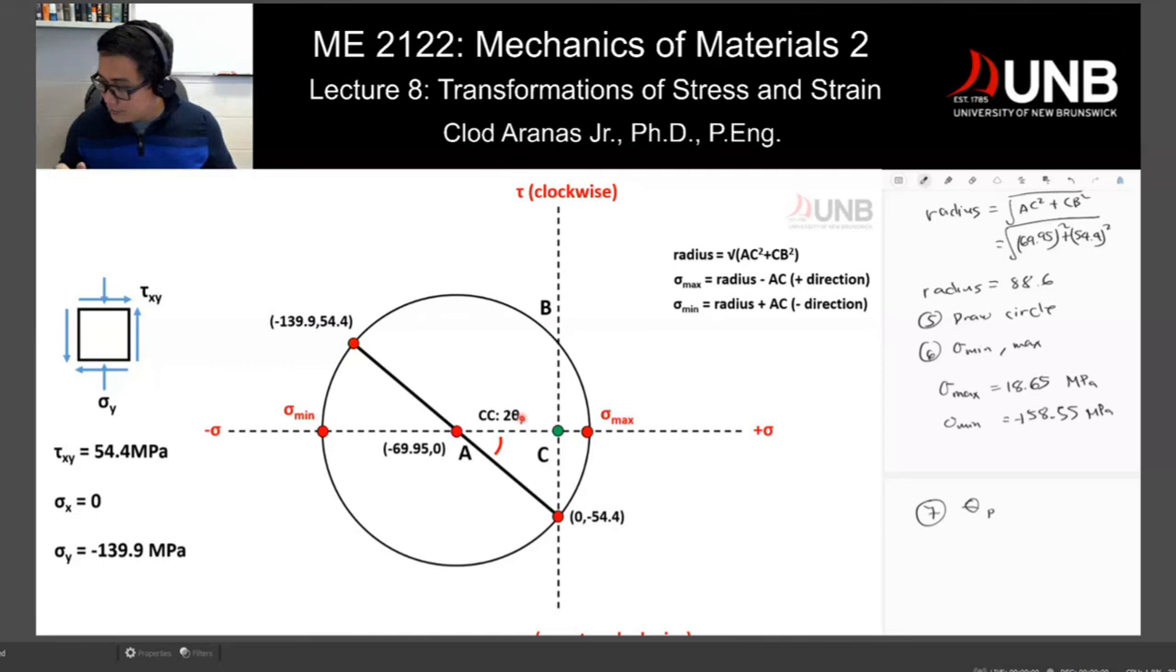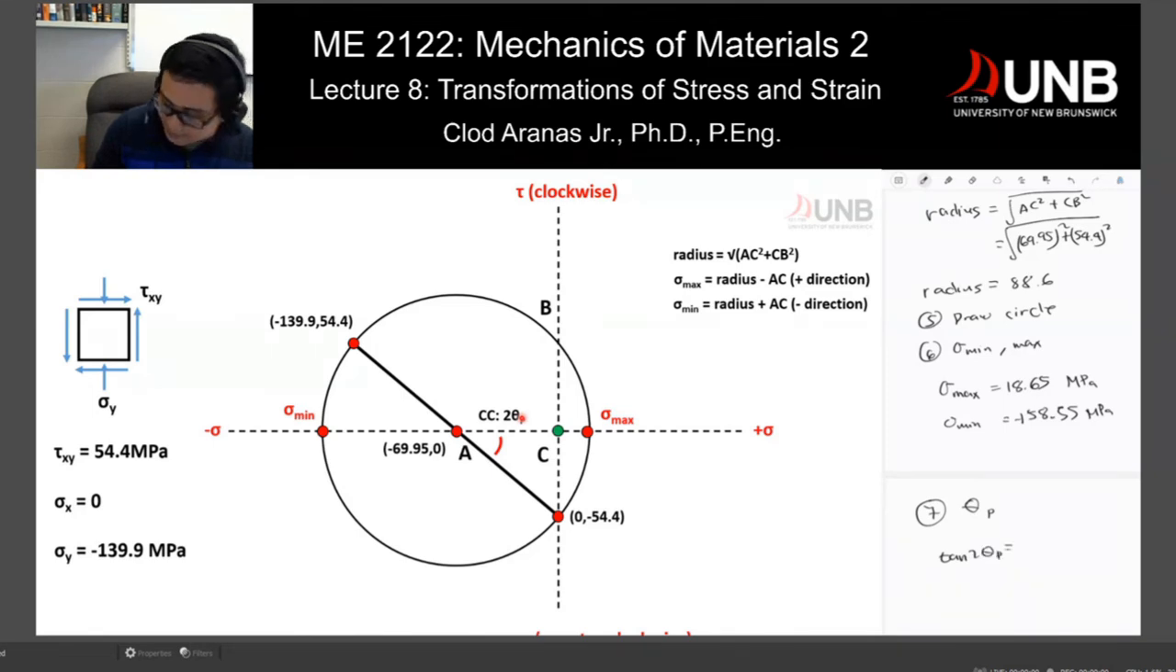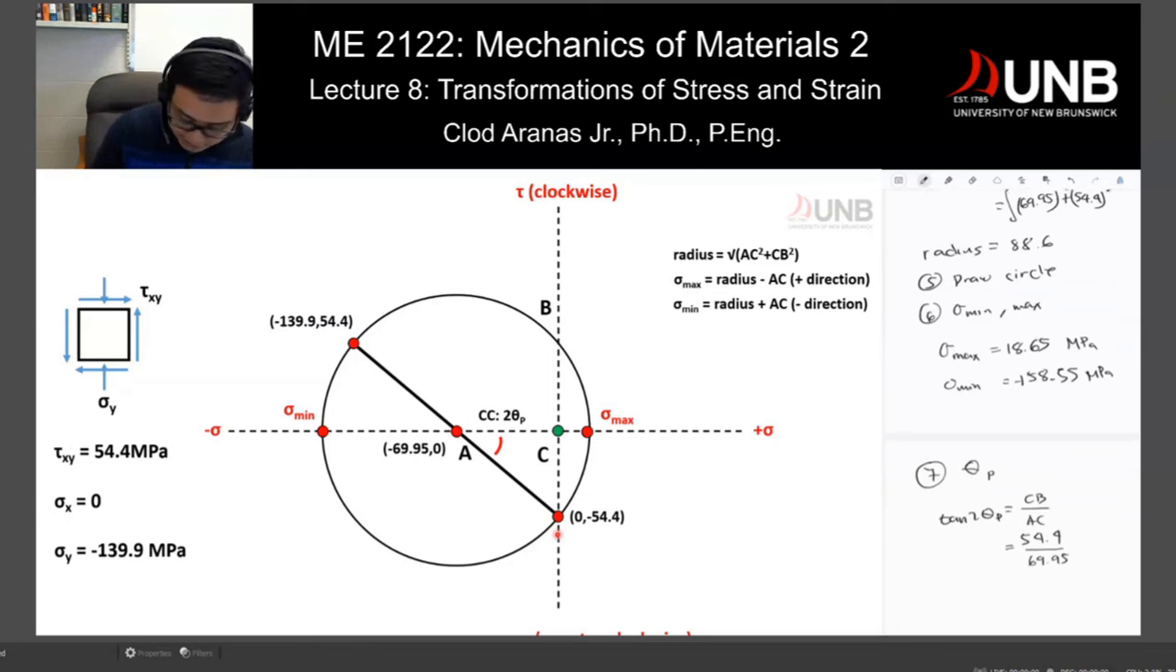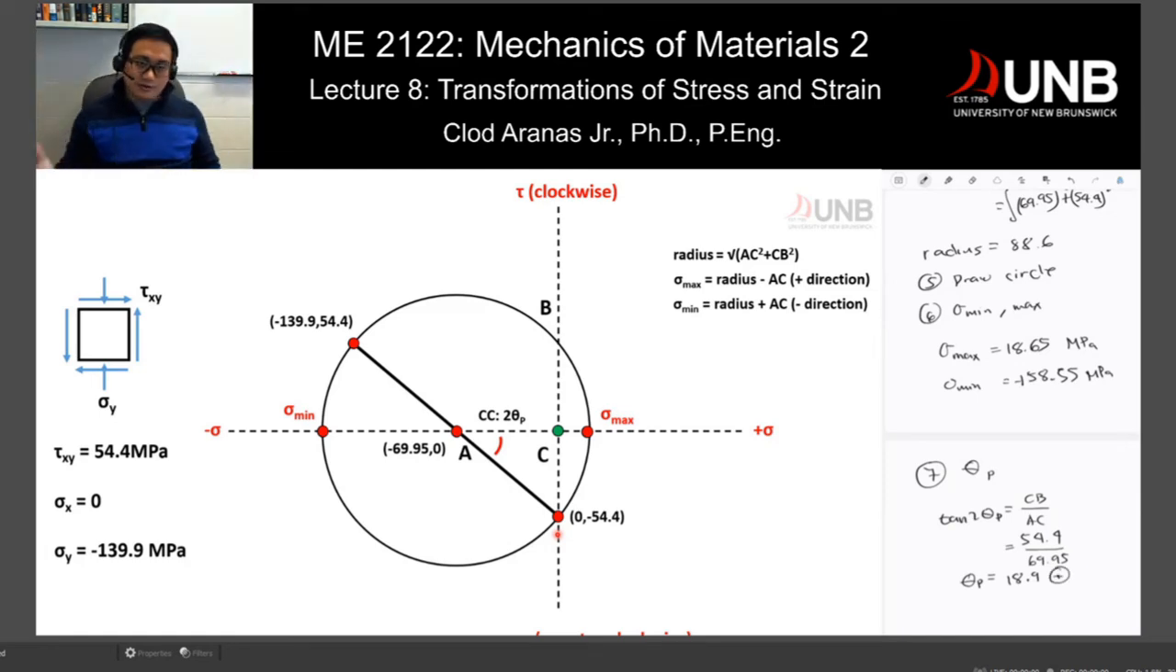So if we are going to calculate for theta sub b, tangent of 2 theta sub b is equal to your opposite CB divided by AC, and that would be 54.4 divided by 69.95. Everything here is based on dimensions, and you will get a theta sub b of 18.9, and that's a positive or counterclockwise rotation.